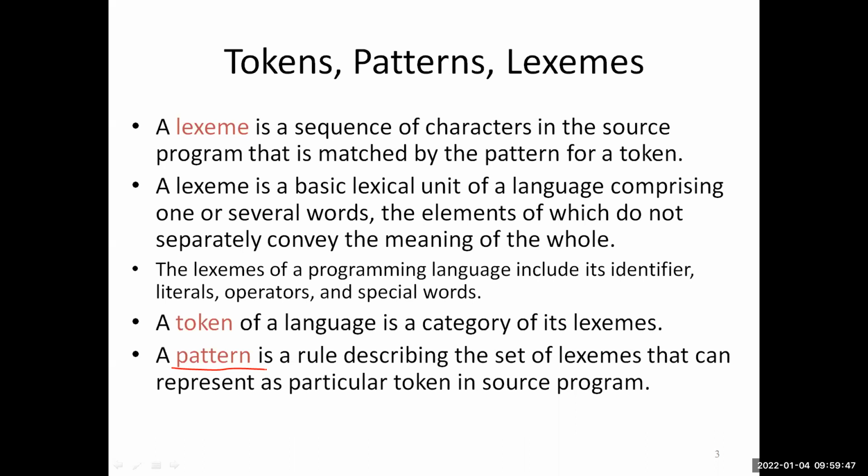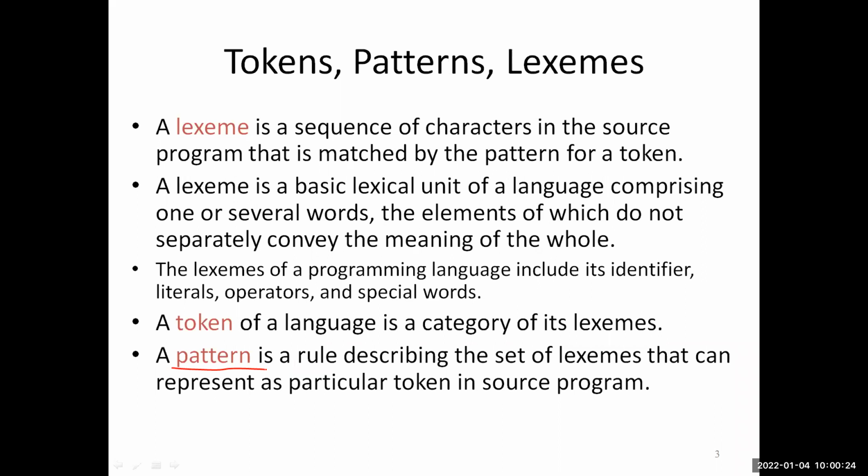For example, identifier. In the C language, an identifier starts with a letter or underscore, followed by letters or digits. In operators, we have arithmetic operators like star, plus, minus, percent, division, and similarly relational operators. If we talk about keywords, every keyword has its own specific pattern. Like int is a keyword, so it is a pattern. Float is a keyword, it is a pattern. Likewise. Now, what is a lexeme?